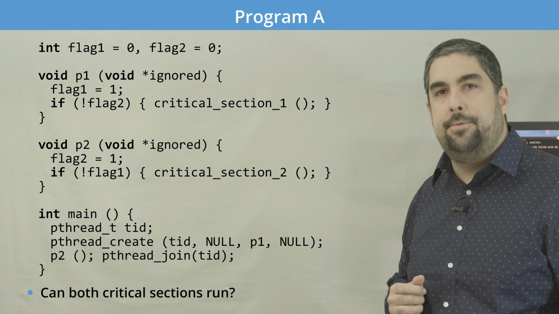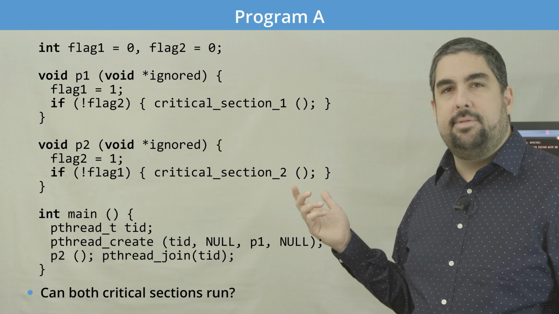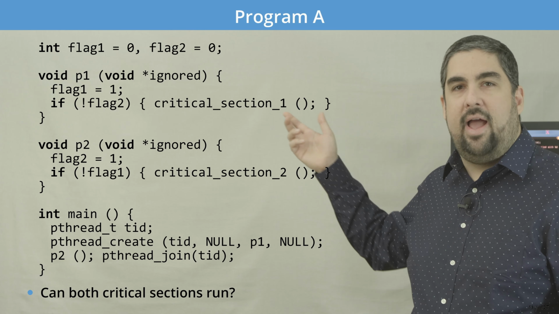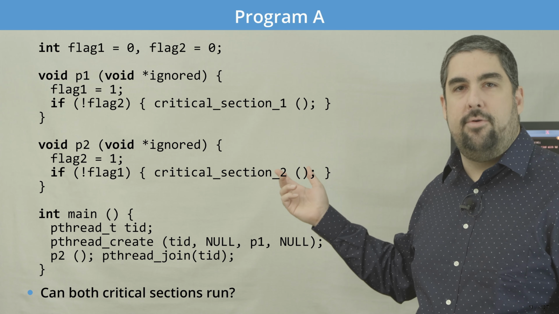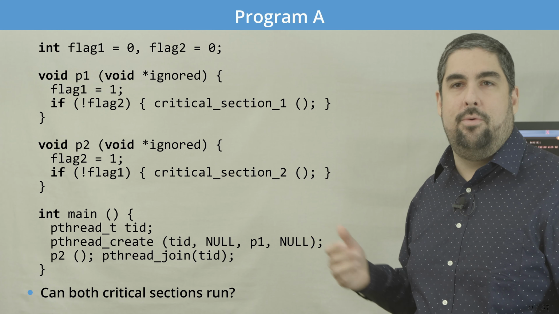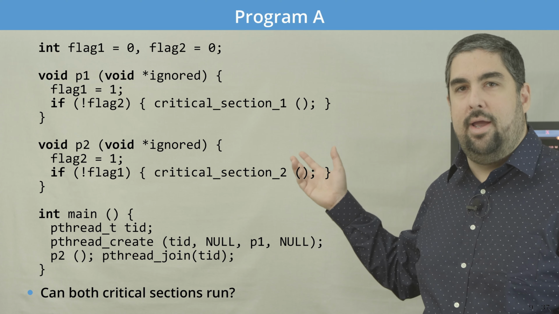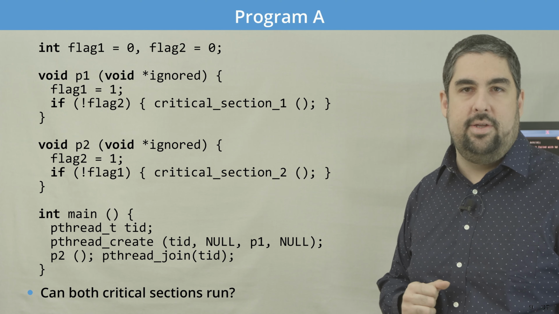What if we ran them at the same time? Well, if we ran them at the same time, we think that flag 1 and flag 2 are both being set to 1 first, and then they're both checking whether they're 0, and neither will run. Is this right? Or is it possible that we could still run both?